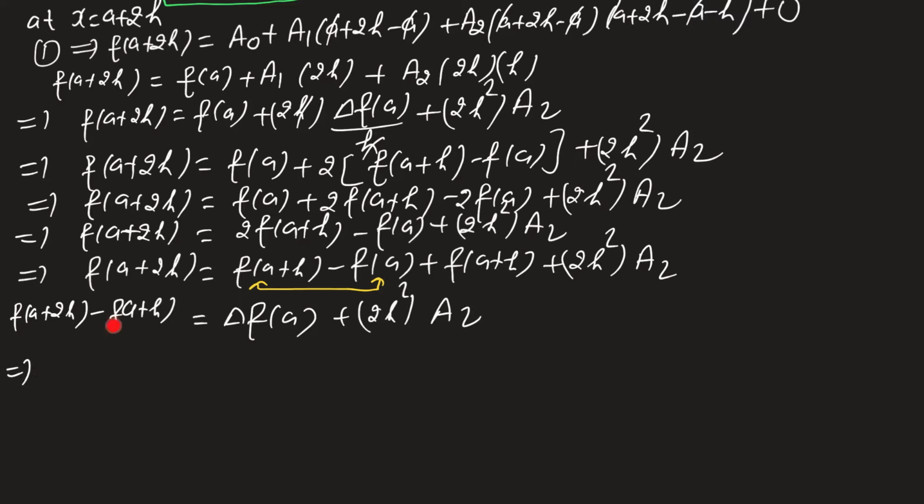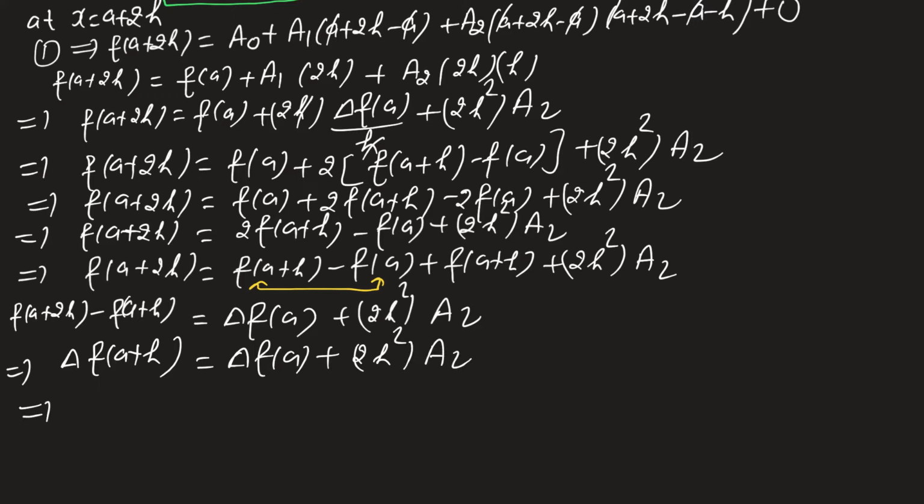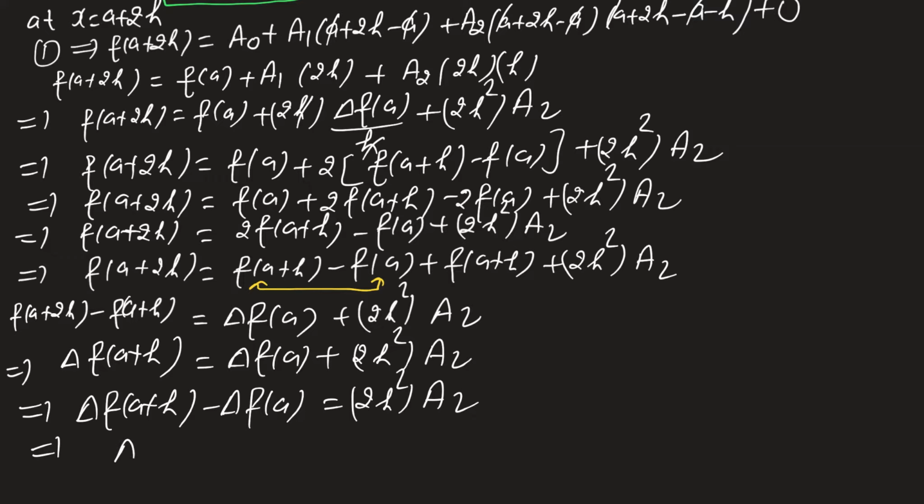So by the definition of the forward difference operator, from a+h in the forward direction, it will be Δf(a+h) is equal to Δf(a) plus 2h² a2. This implies that Δf(a+h) minus Δf(a) is equal to 2h² a2. This implies that Δ²f(a) is equal to 2h² a2. So this further implies that you again use the definition of the forward difference operator, forward from a, and forward of first order again will be second order, del square.